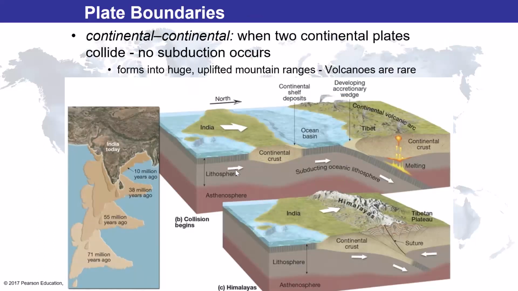And another one is, again, the continent versus continent when two plates collide, and if no subduction occurs, so in essence, they're just getting scrunched up, and if one plate is not going under another plate, that means that the earth material or that crust material is going to get crunched, and it has to go somewhere, so it's going to go up.